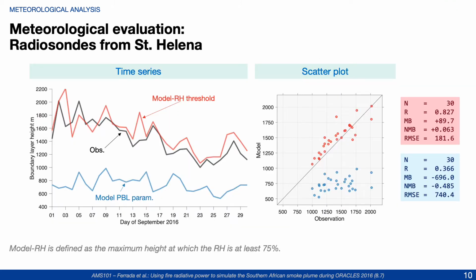Another important aspect for this region is the reproduction of the boundary layer height. If we take the model output that comes out from the boundary layer parameterization, we underestimate the heights by around 700 meters, as you can see in the blue line and the blue dots in the scatter plot. This may be due to the physics of the parameterization itself, which uses the kinetic energy to determine its height. However, if we define the boundary layer height as the maximum model height at which the relative humidity is at least 75%, shown in red, then we get results that are very close to the observations. In this case, our biases are less than 100 meters.